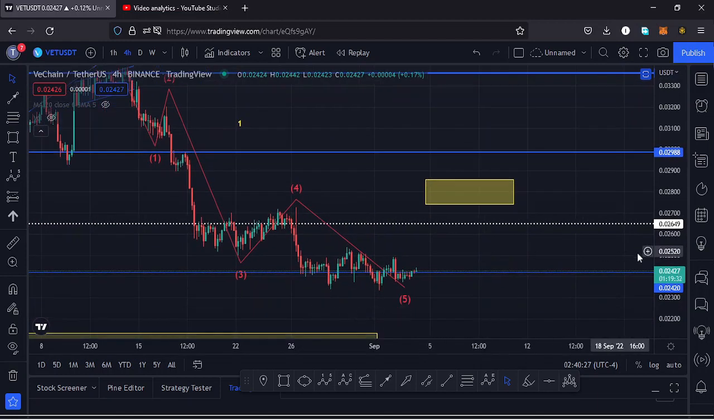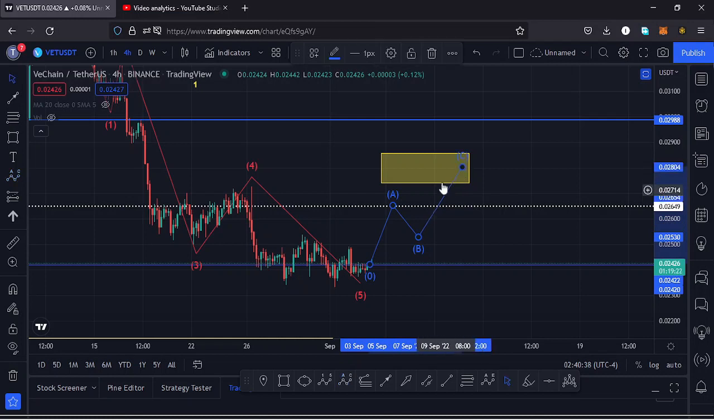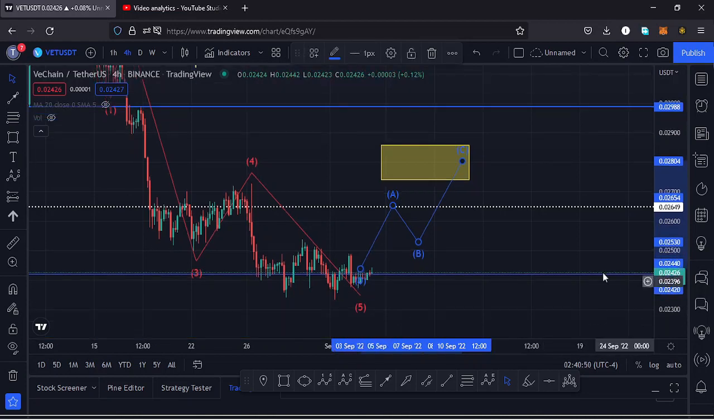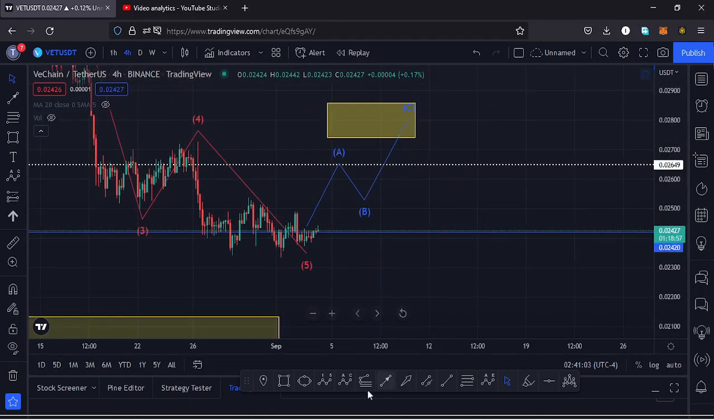And because our wave 2 is a corrective wave, that can play out in an ABC corrective movement over here, having a wave A, then a wave B, then a wave C to get us into that yellow target area between the $0.028 mark and the $0.027 mark. And now that we are trading above a key area of support here down at around the $0.024 mark, it's possible that it might give us enough support for us to continue pushing higher and have this movement to the upside play out.